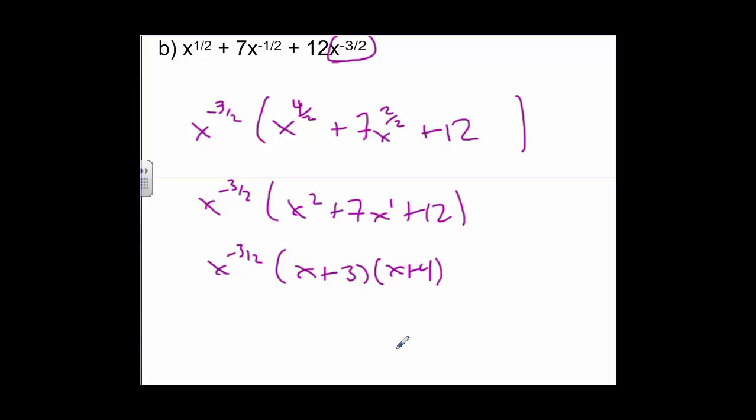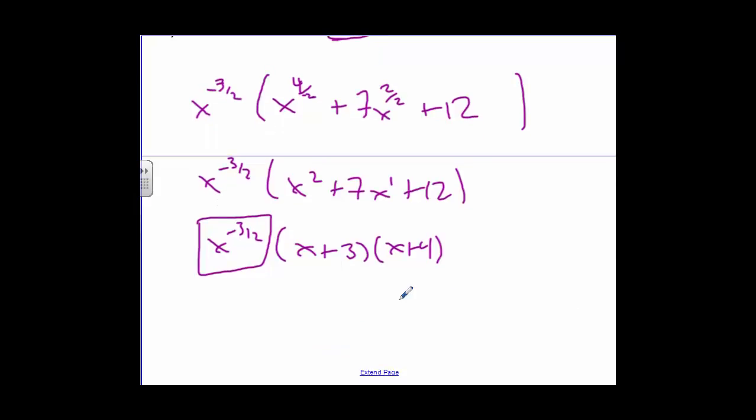One more thing I want to talk about, though. We should talk a bit about what this means right here, because students often forget how to work with negative and fractional exponents. Negative exponents mean that they are on the bottom of a fraction. So this actually means that you have 1 over x to the 3/2. That's what a negative exponent does. It puts it on the bottom.